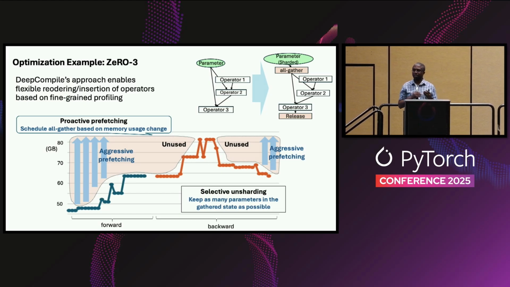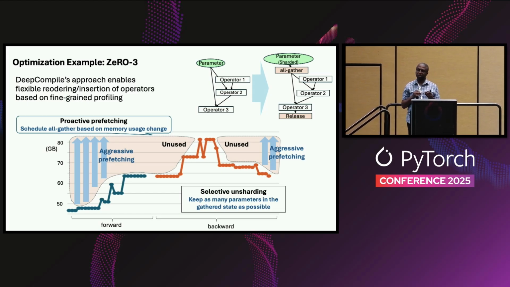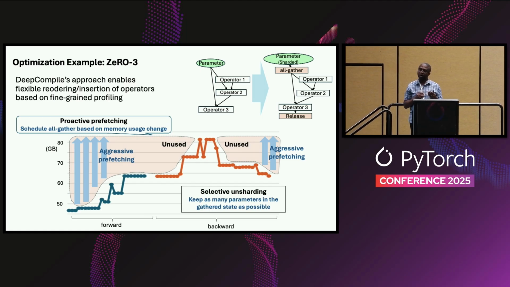By looking at how much memory is available at different regions of your training, we're able to prefetch aggressively when you have a lot of memory and also scale back when you don't have much. This is very hard to do manually. But with profile-guided optimization, we can study your model and actually apply these optimizations.